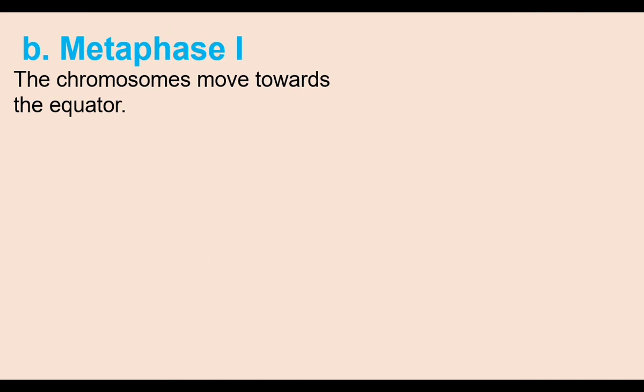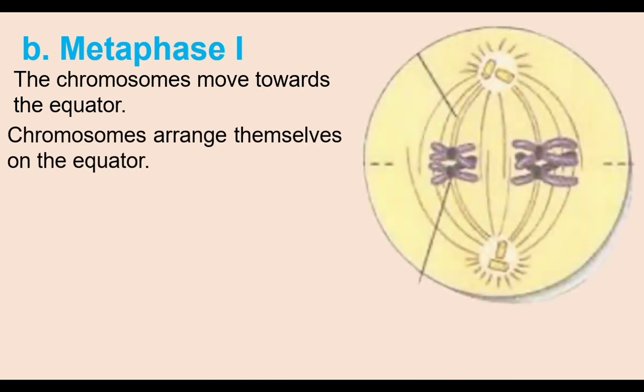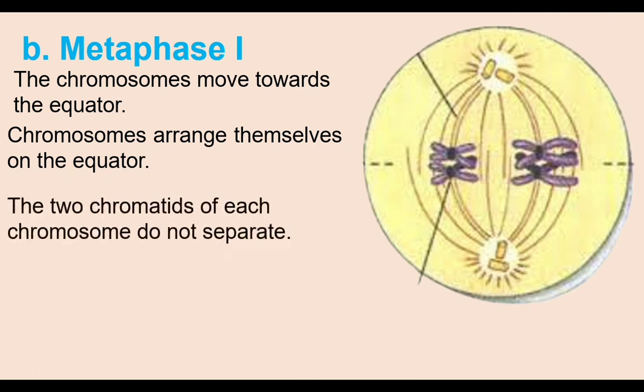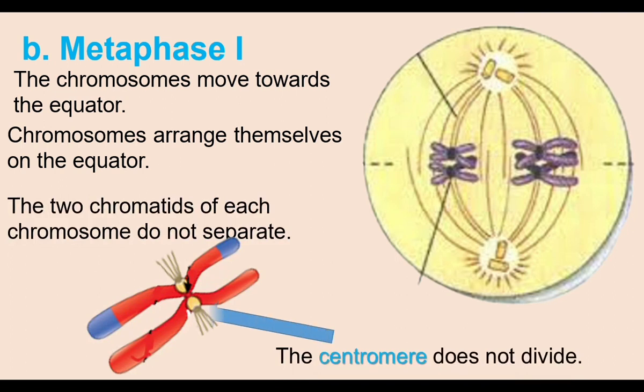The chromosomes move towards the equator, towards the center. This diagram shows the metaphase cell. Here the chromosomes are arranged at the equator. The centromeres are connected with spindle fibers. The two chromatids of each chromosome do not separate. The chromatids are connected by the centromere. The centromere does not divide, so the chromatids do not separate.